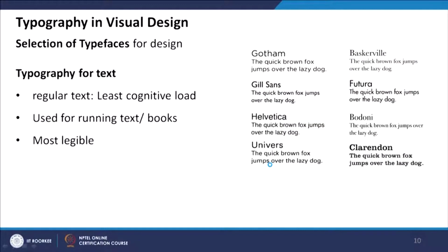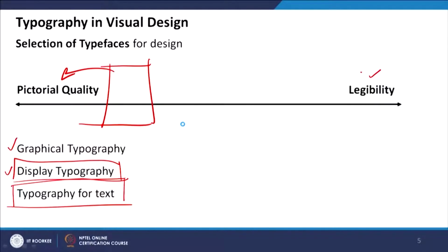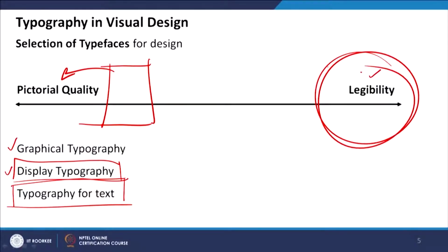Now, selection of typefaces for visual designs. In visual design, how do we select the typefaces? For regular text, it should have a less cognitive load. So the minimalist typefaces, or typefaces which have less pictorial quality, will go with it, and will be used for running text and books. So the typefaces for the body of the text should be positioned somewhere here in the line.